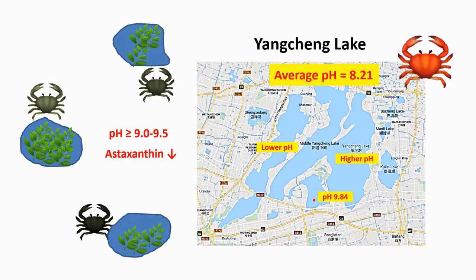The various levels of astaxanthin in crabs gave rise to slight differences in coloration of the crab's shell. Some professionals in related industries may be able to distinguish the differences of crab shell color in general between different origins.